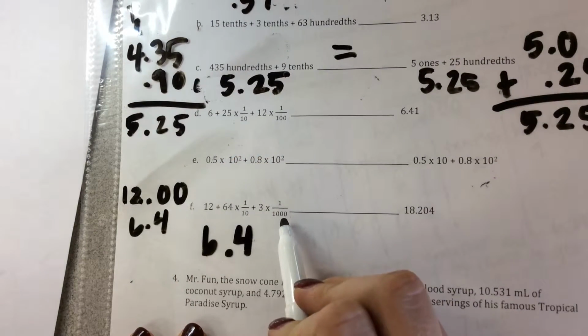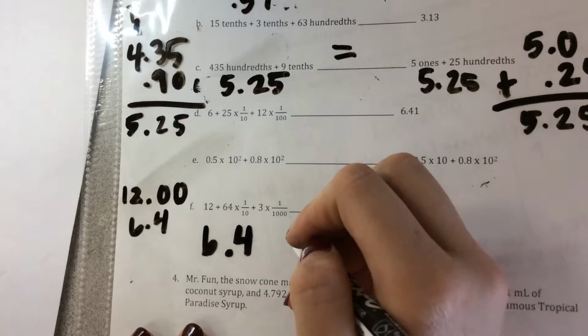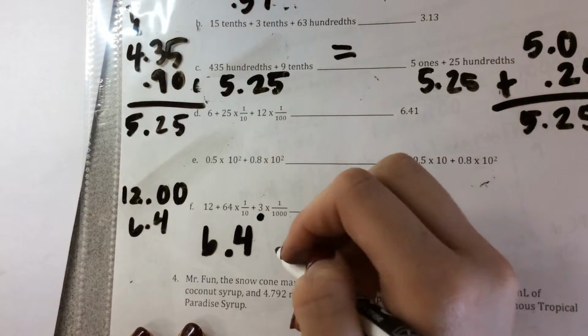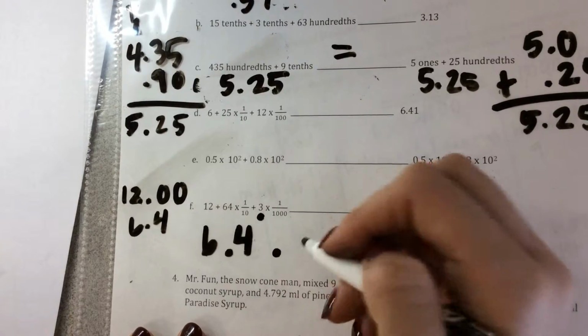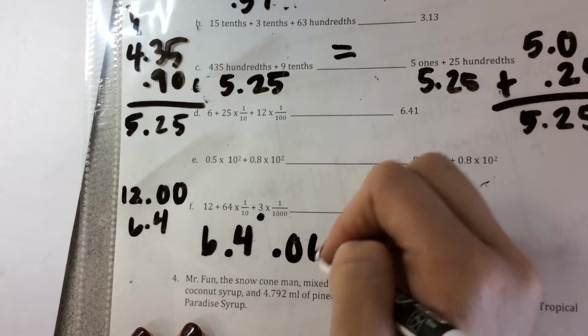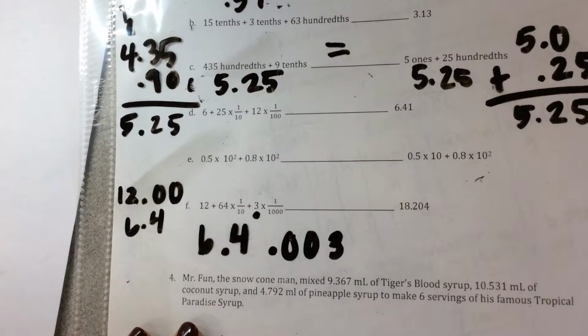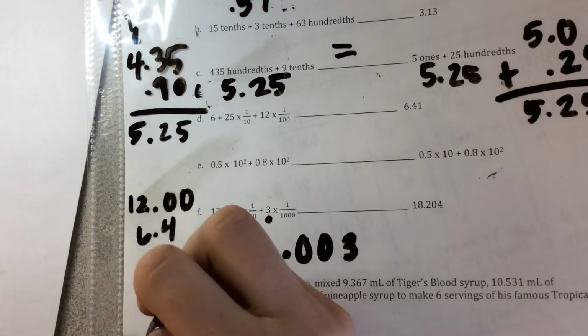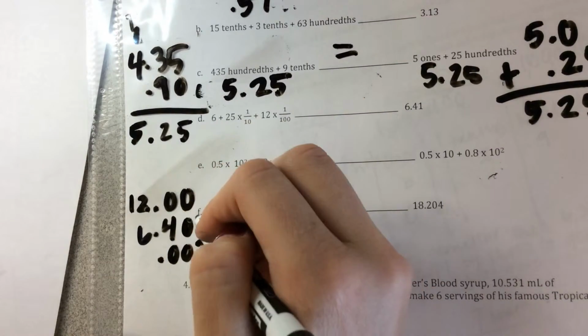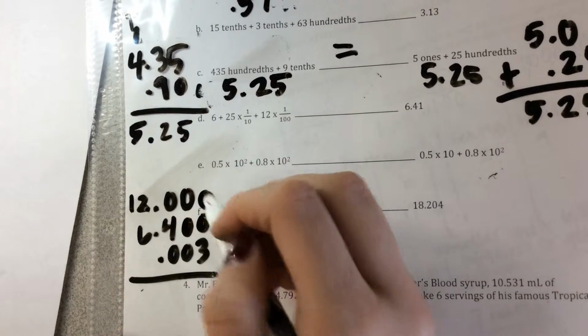And 3 times 1/1000, which means we're going to have 3 thousandths. So we got to put our last digit in the thousandths place. So that's going to be, here's the tenths place, hundredths, thousandths. So that means I'm going to fill in the tenths and the hundredths with zeros. So we got to add that one up too, 0.003.